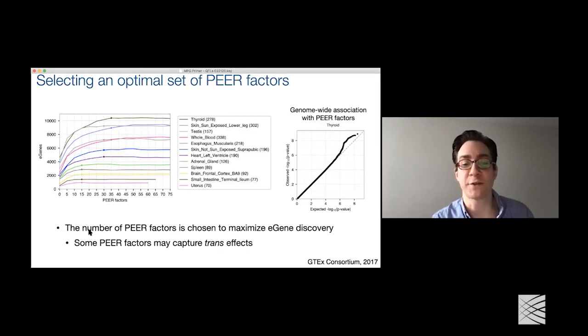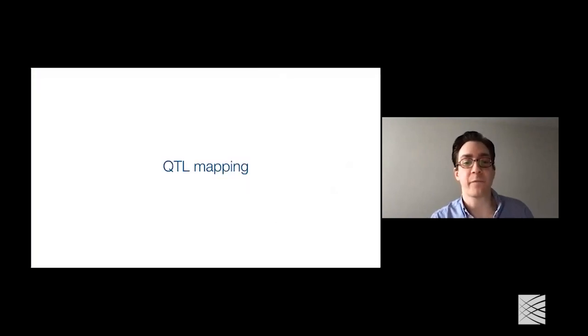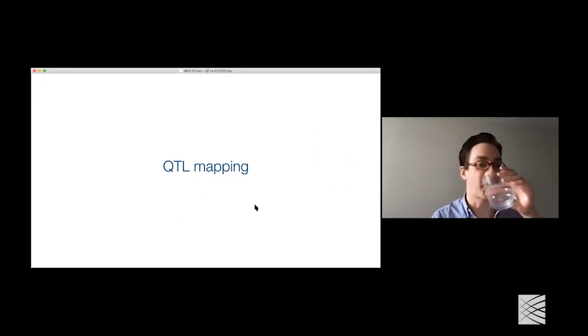What we generally do is run a genome-wide scan of each PEER factor to see if there's any enrichment for specific loci that are associated with it. And here is an example showing a case where we don't really detect such effects. So that covers the aspects of data normalization and covariate corrections. And so with this, I'll get into more of the details of QTL mapping.